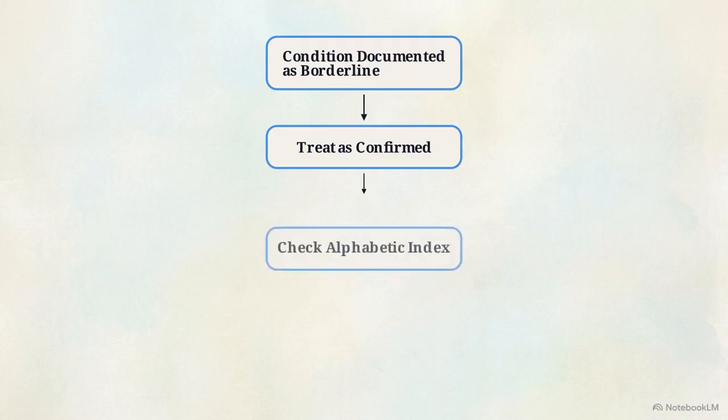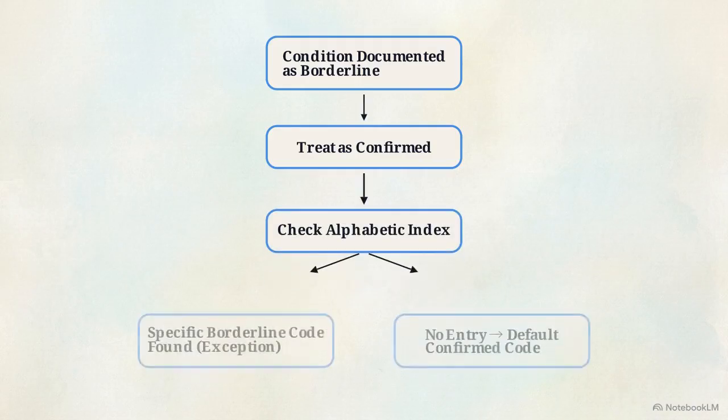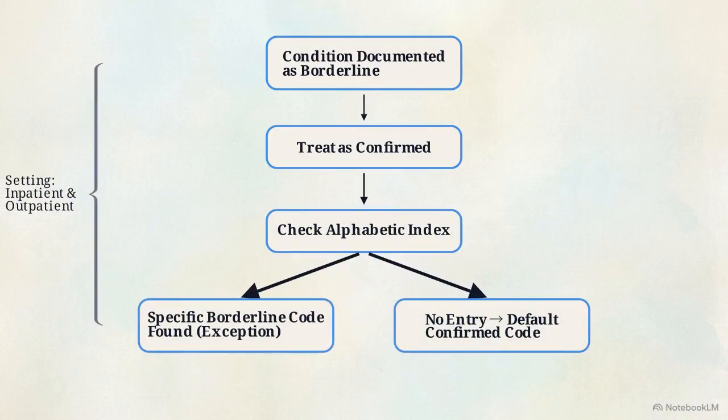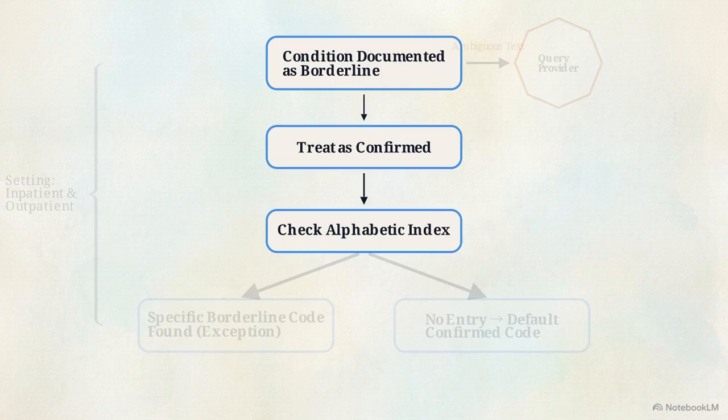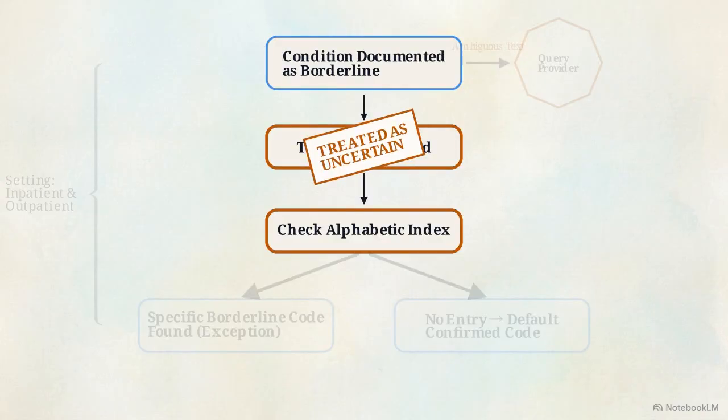This visual matrix dictates every action you take. You confirm the diagnosis, run the mandatory index verification, verify the specific or default code regardless of setting, and trigger the query failsafe if the text is ambiguous. But professional coders consistently break this algorithm at two highly specific nodes. The structural failures occur right here, at the very beginning by illegally treating the condition as uncertain, and in the middle by bypassing the alphabetic index entirely.